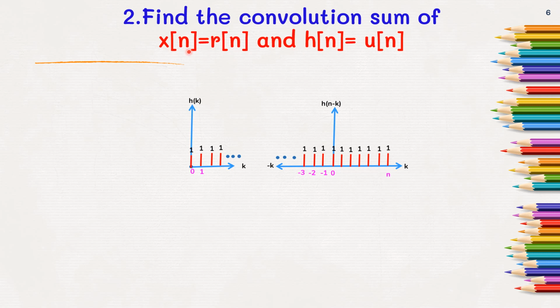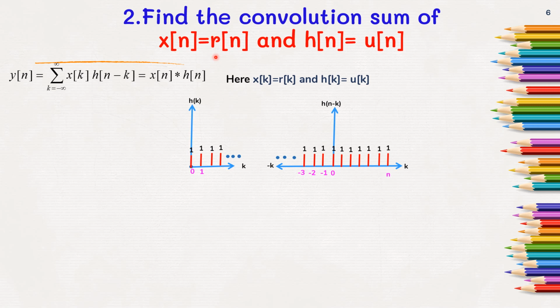Now x of n is equal to r of n, a ramp sequence. You all know what a ramp sequence is. The diagram is going to be like this. r of n is equal to n for n greater than or equal to 0 to infinity. So for 1 it will be 1, for 2 it will be 2, for 3 it will be 3, and so on. So that is going to be your ramp sequence, right? This is an infinite sequence. And similarly, what is h of n? h of n is also an infinite sequence, since it's u of n, it is going to be 1 for n greater than or equal to 0 and it tends to infinity.